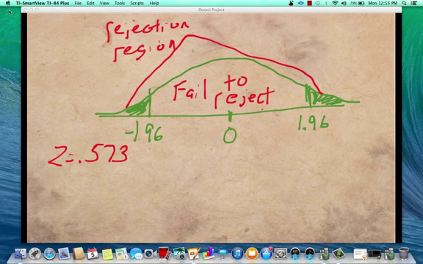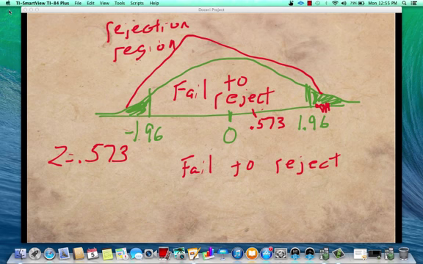Somewhere, I can't even pinpoint it. So I'm in that region. If I'm in that region, I'm going to fail to reject my null hypothesis. Now, if we ended up with a z-score that was like 2.4, somewhere around in that shaded tail, we would have to reject our null hypothesis.